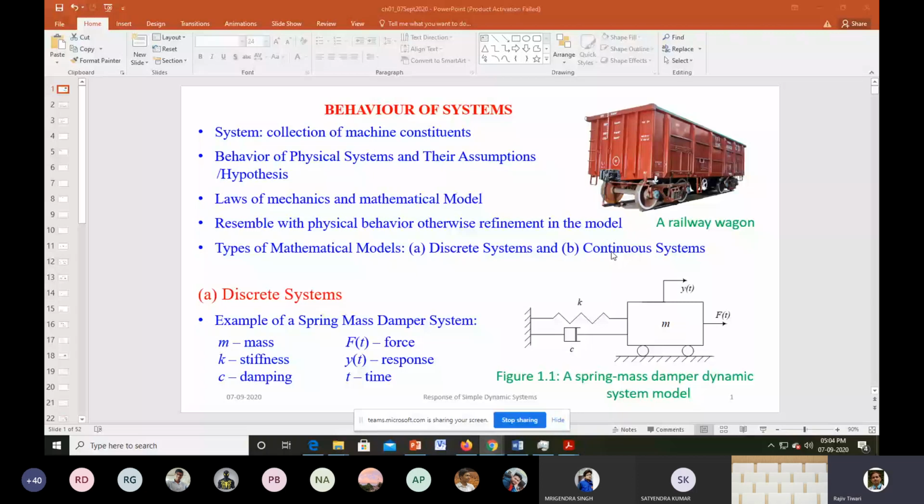So like you can see a railway wagon. This is a dynamic system in which several forces may come. The most common force is the engine which pulls this particular wagon. You must have seen that those forces, because the different wagons are connected to each other, the force transmission is not static. Dynamically it changes because of the motion of the wagon.